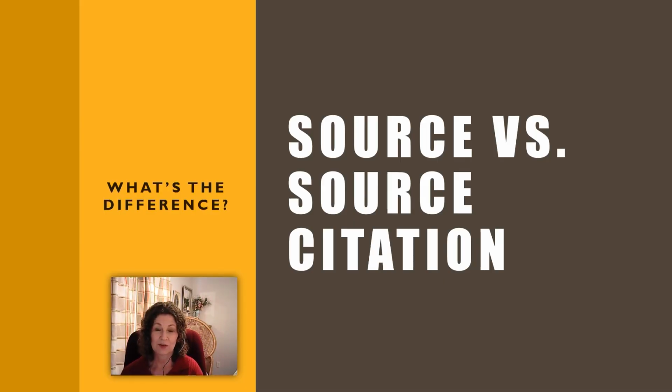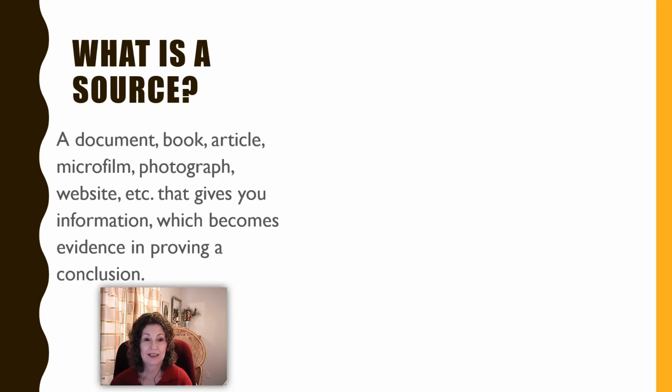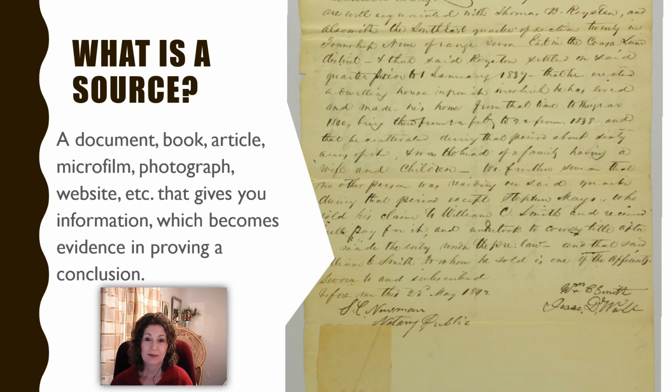So what's the difference between a source and a source citation? This is something very valid to think about just to make sure we're clear in our heads. I'm going to show you an example. A source is easy. We all use sources every day in our genealogy. It can be a book, an article, a microfilm, a photograph, a website. It's anything that gives you information which becomes evidence in proving a conclusion. So here's a source, and notice that it has no citation attached. If you were to see this piece of paper, you'd have absolutely no idea what this was, where I got it from, or who's mentioned in it, unless you read through it and tried to discover that on your own.